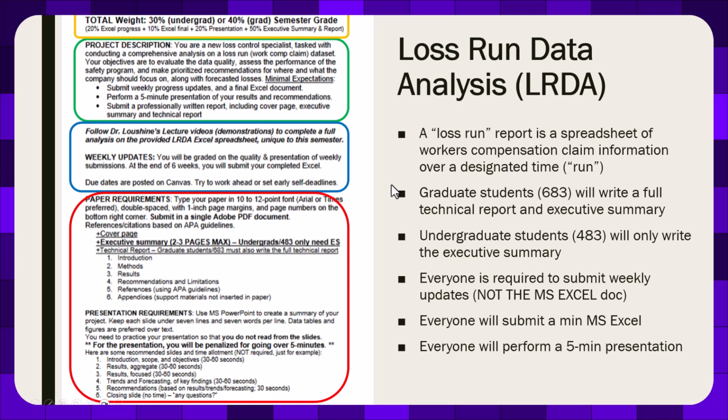One thing I'm trying new this semester is that undergrads only have to write like a 3-page executive summary. You don't have to write the whole report. Graduate students, you still have to write a technical report and the executive summary. That's the big separation between the two, and the scores are meant to reflect that.